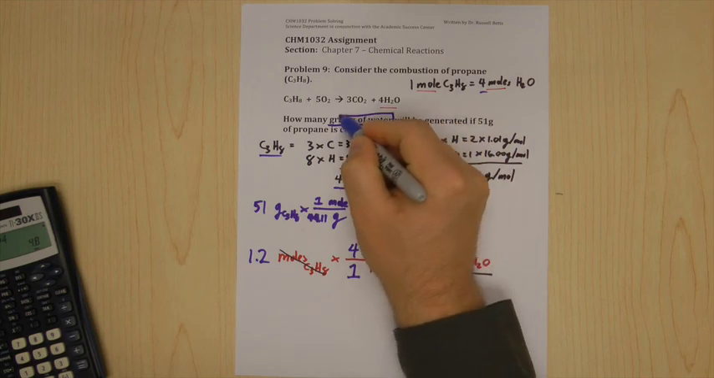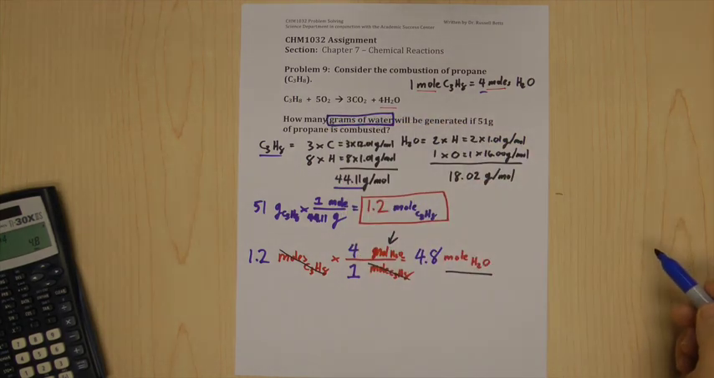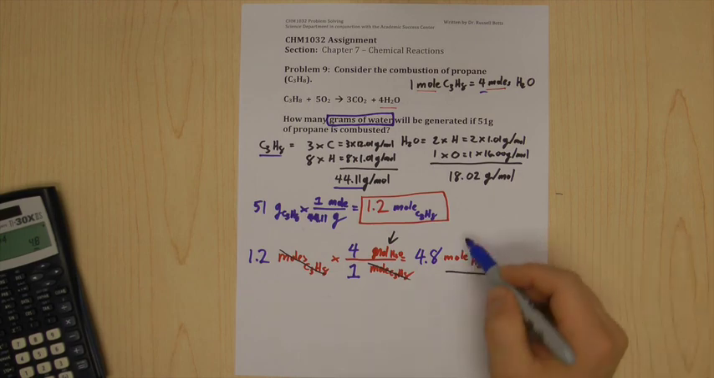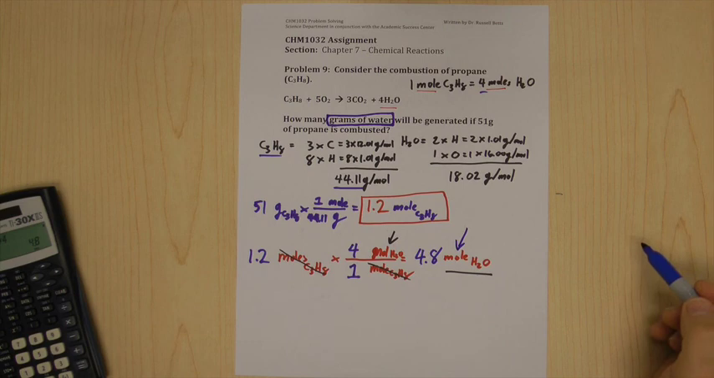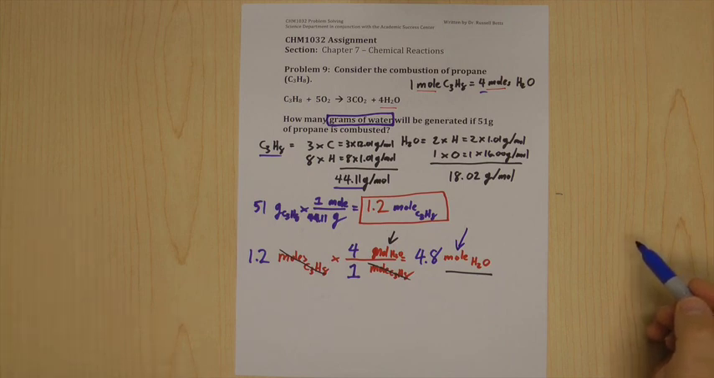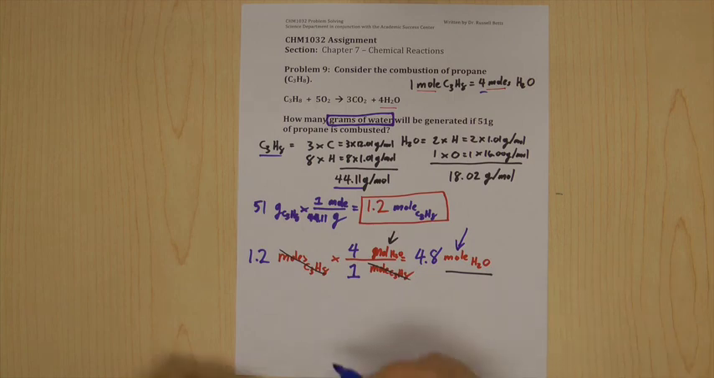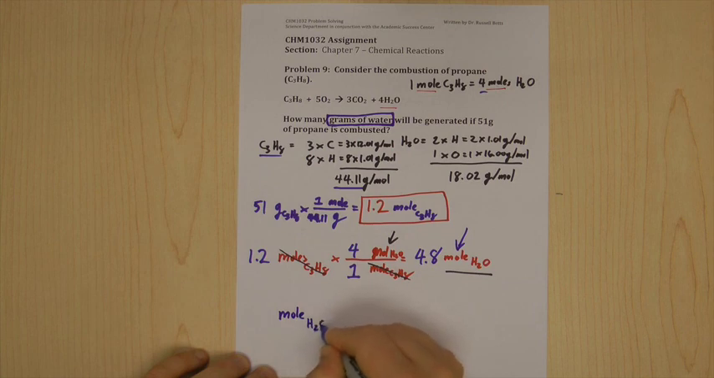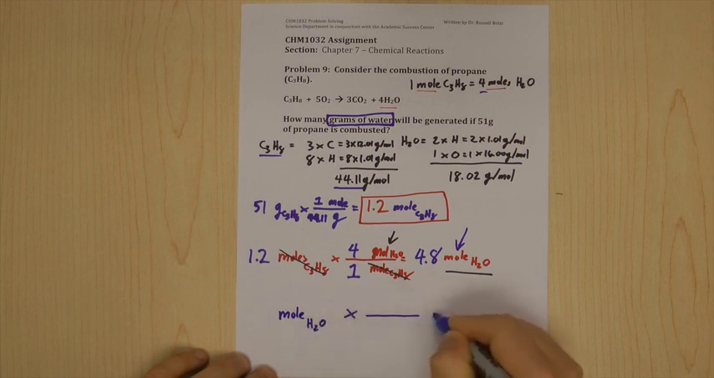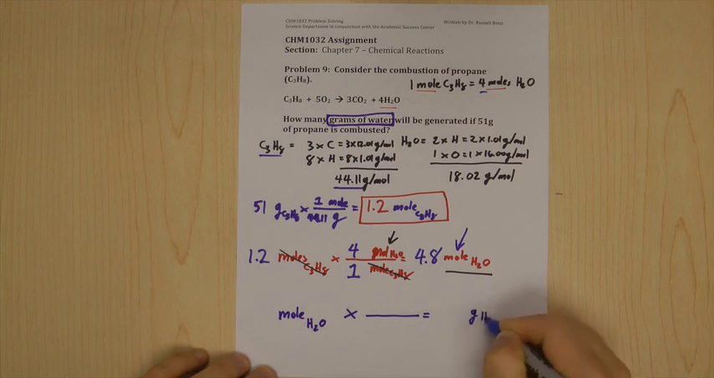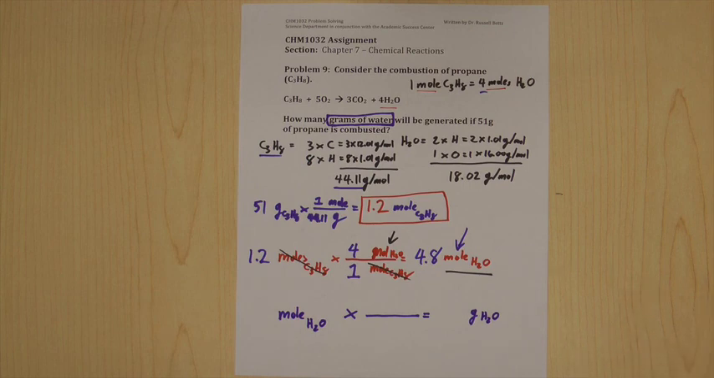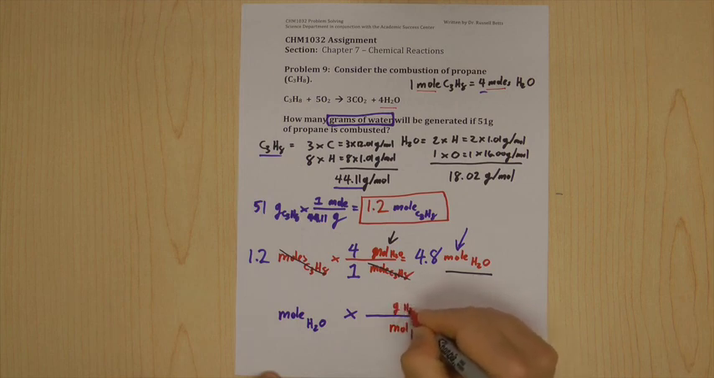You may even want to put a box around that to remind yourself that's what we're trying to get to. We have to get to grams. This unit is not grams. That unit is moles. So we have to convert moles of water to grams of water. So let's write that. Mole H2O multiplied by something to give us grams of H2O. Put the mole of water on the bottom. Gram H2O on the top.